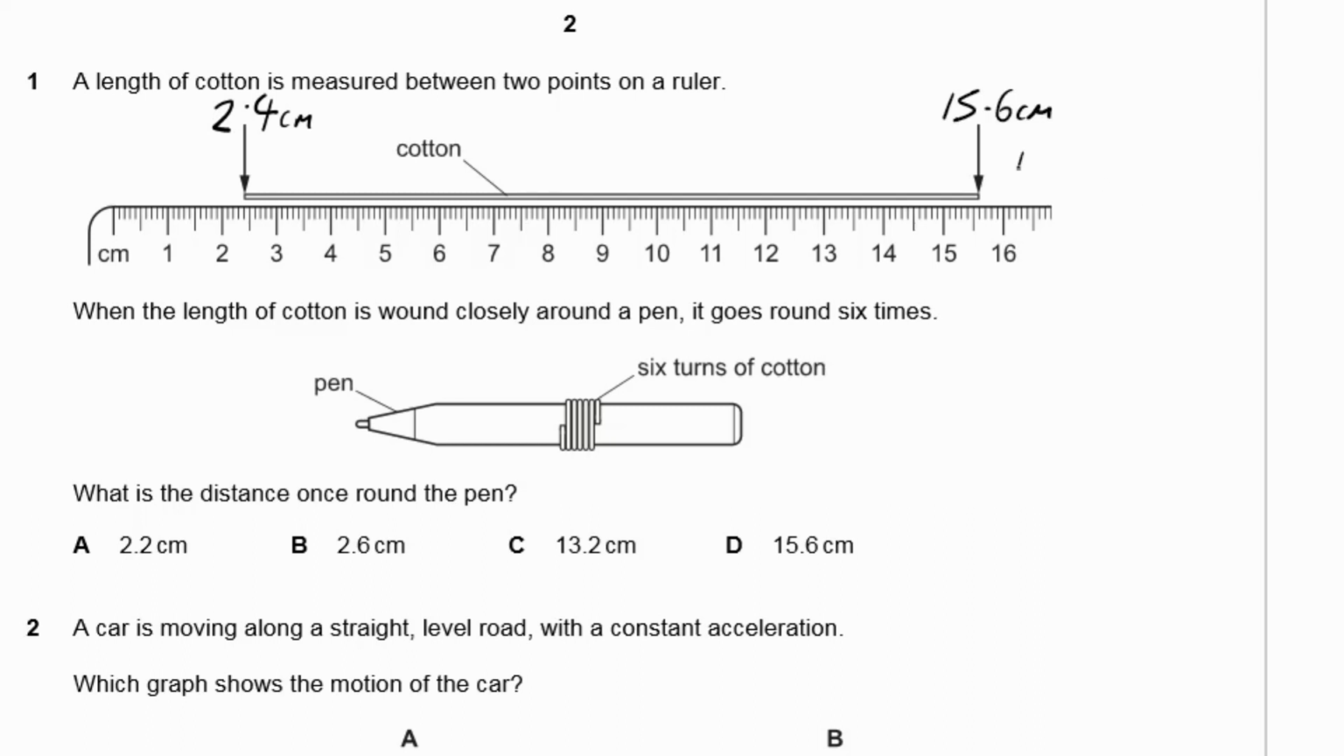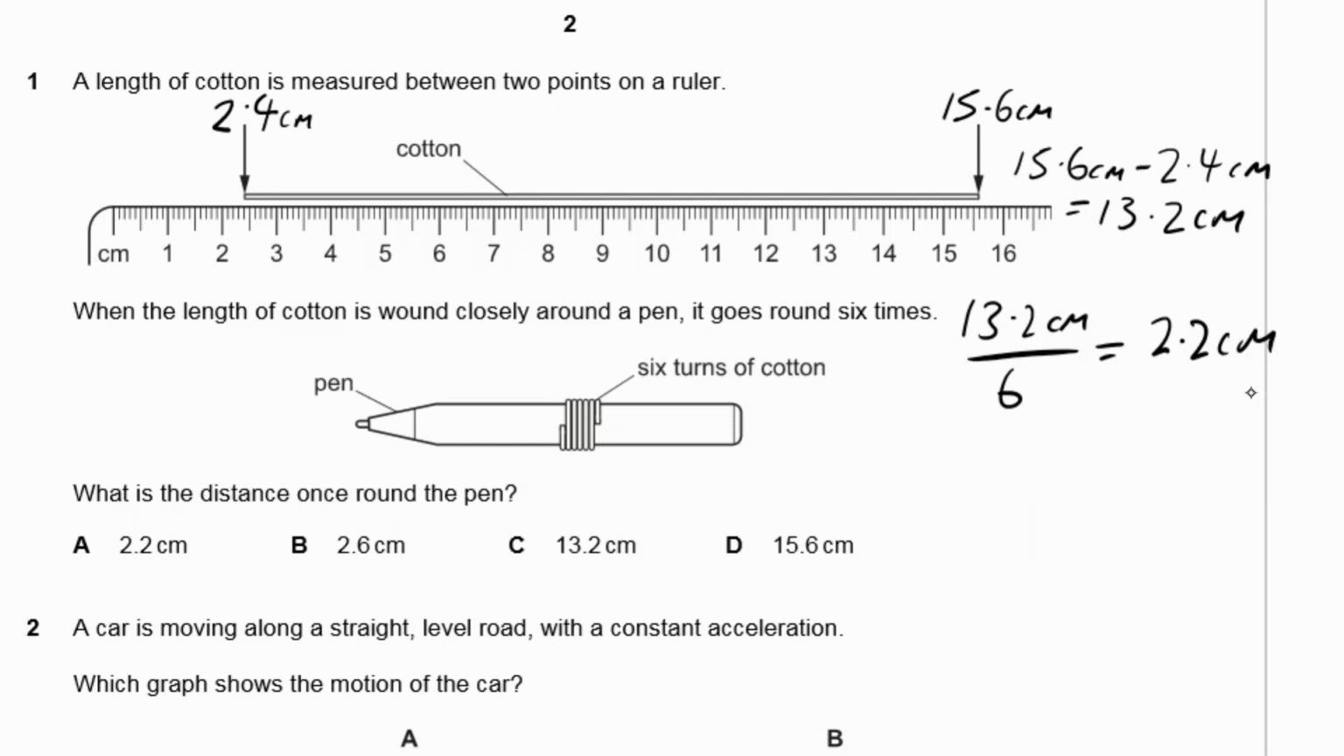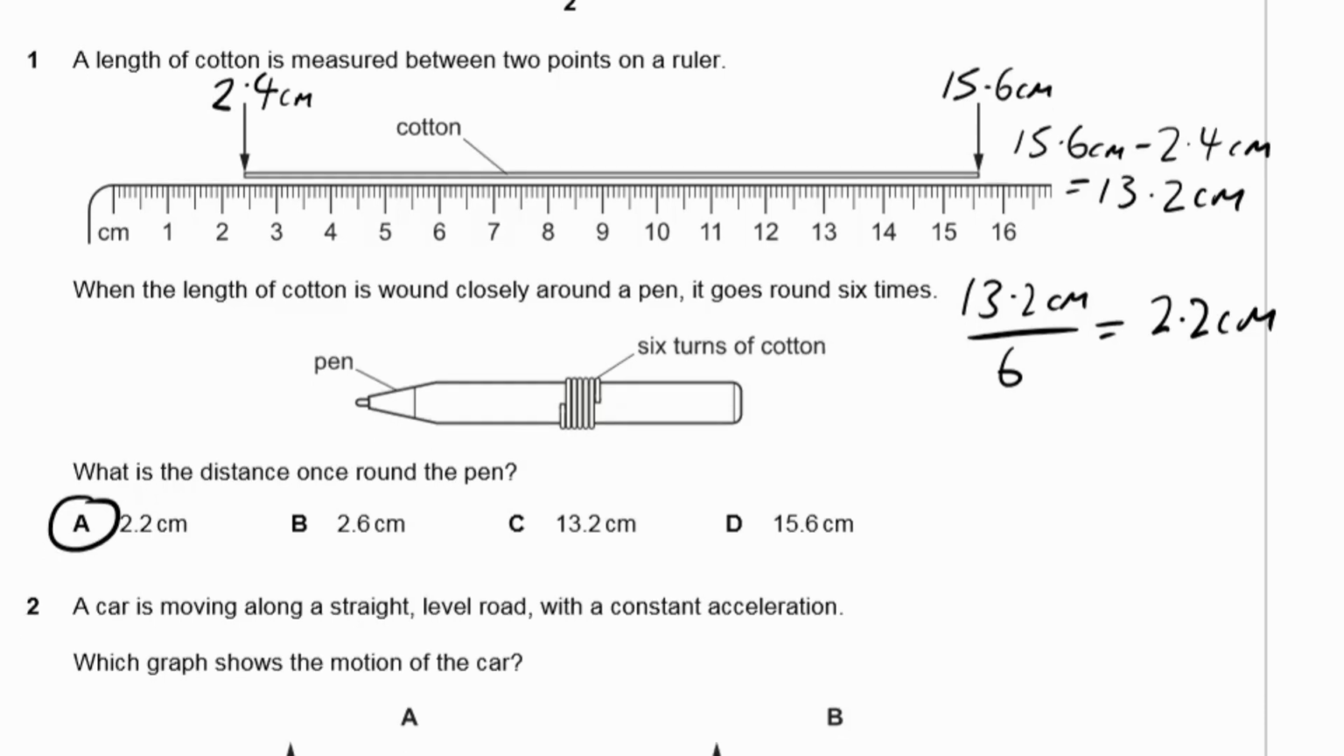Which means the length of the string is 15.6 minus 2.4 centimetres, which gives us 13.2 centimetres. It's wound round the pen 6 times, so if we take 13.2 centimetres divided by 6, we'll find out how long it is to go round the pen once, and that will give us 2.2 centimetres. There we are. Option A. Excellent. Let's have a look at question number 2.